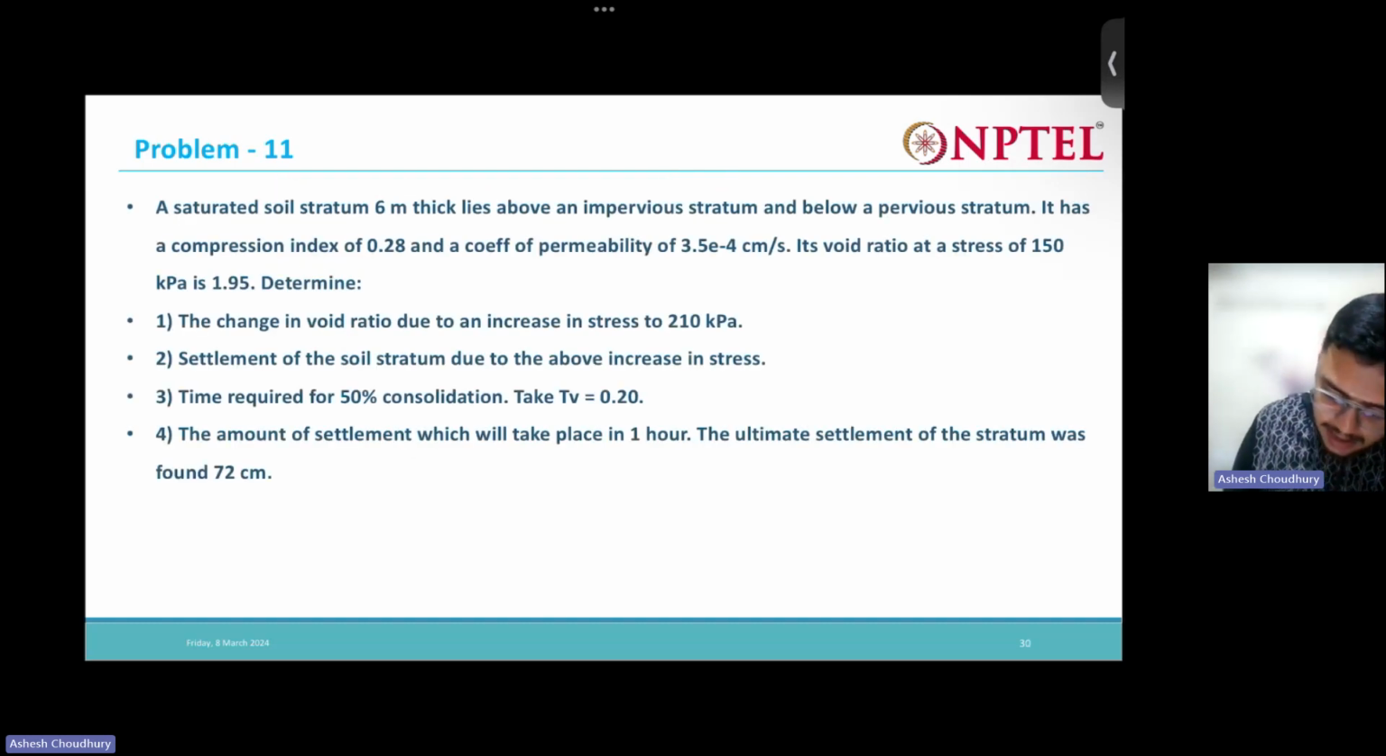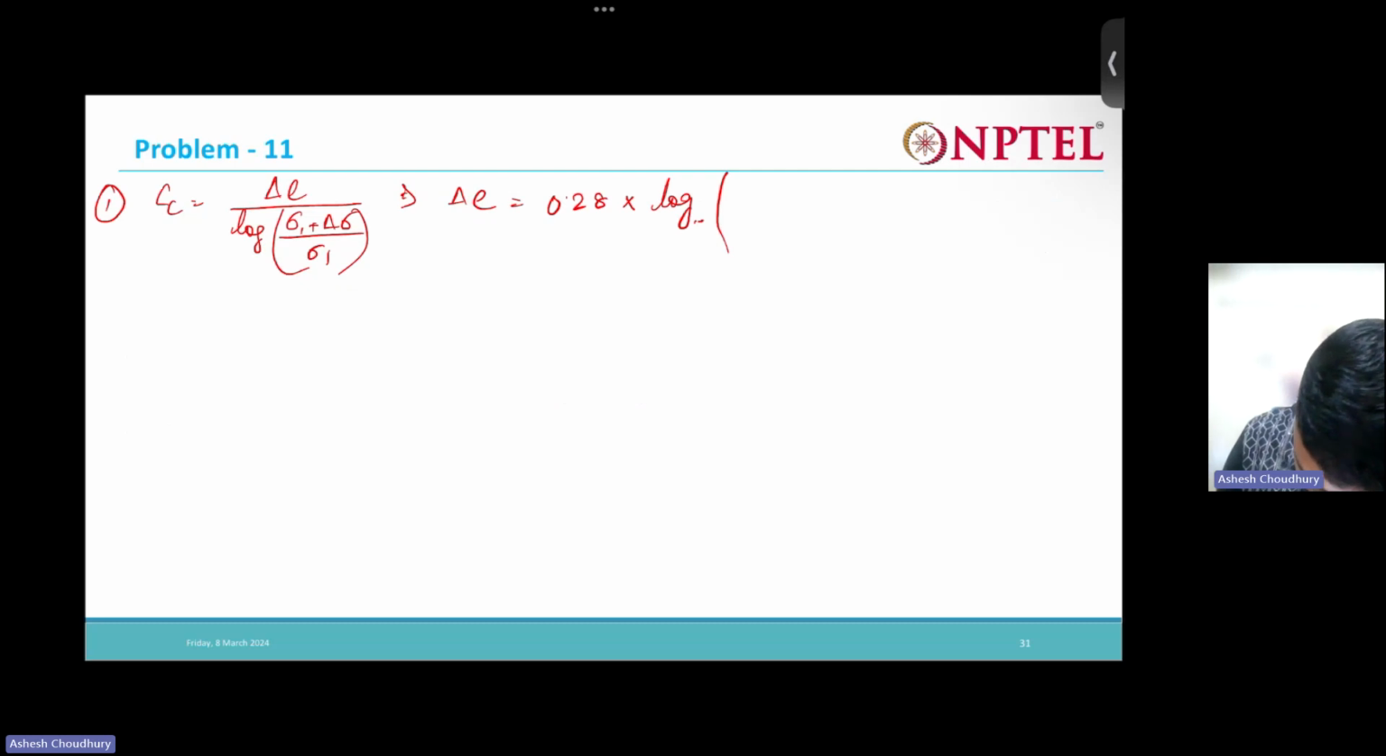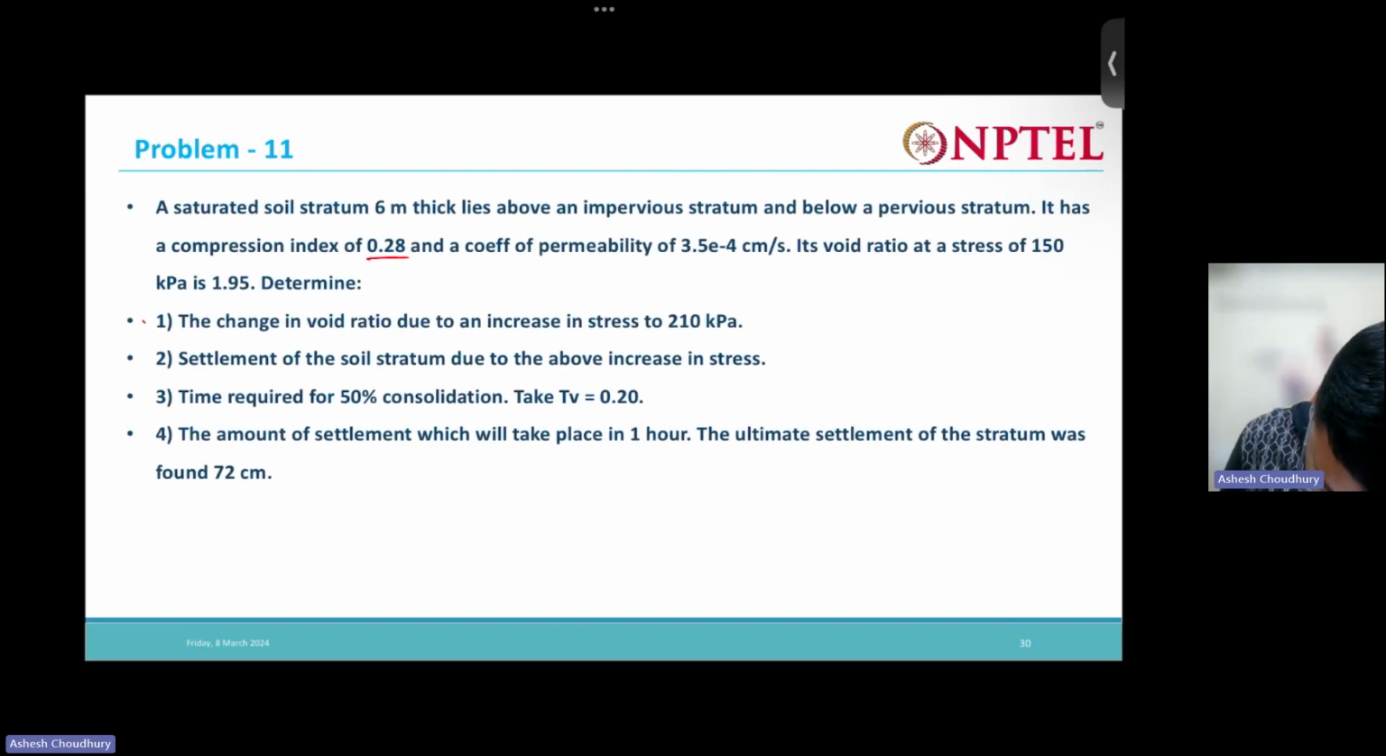Increased to 210 by 150. This is 210. This is 150. So this will come out as 0.041. All right, so done. So this we found out. Change in the void ratio we found out.